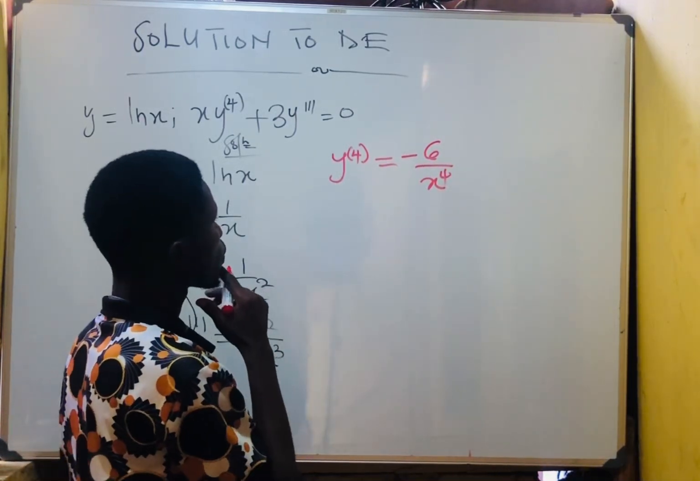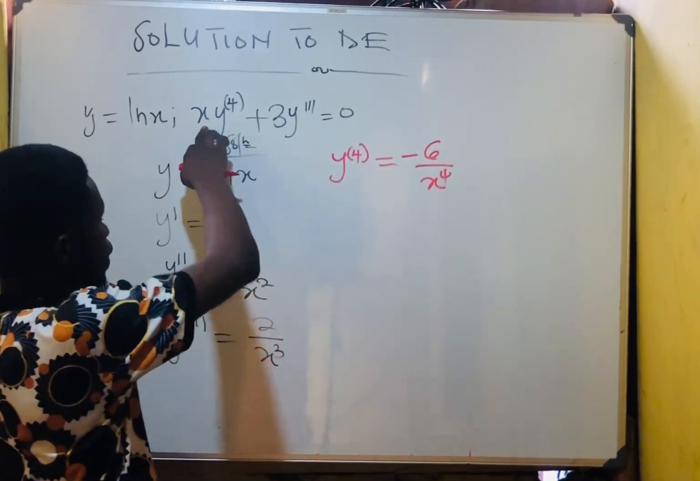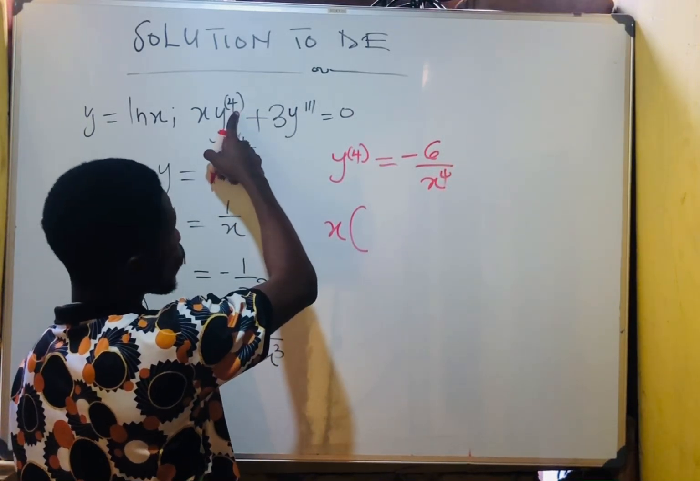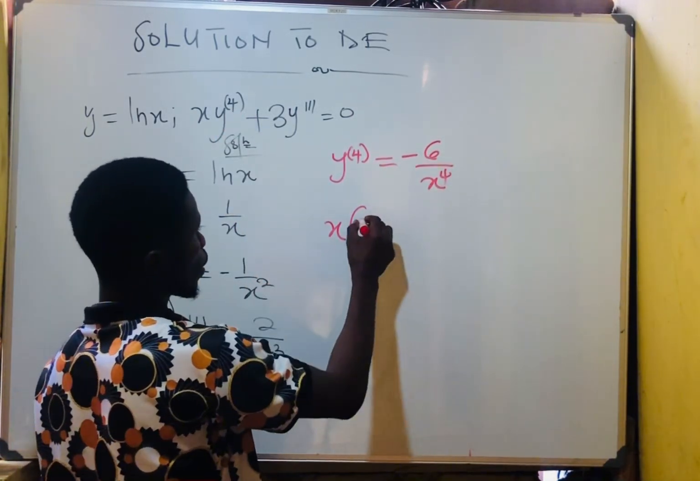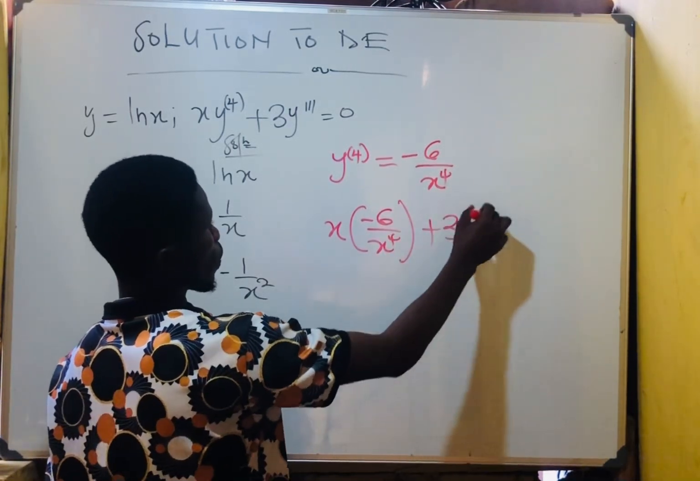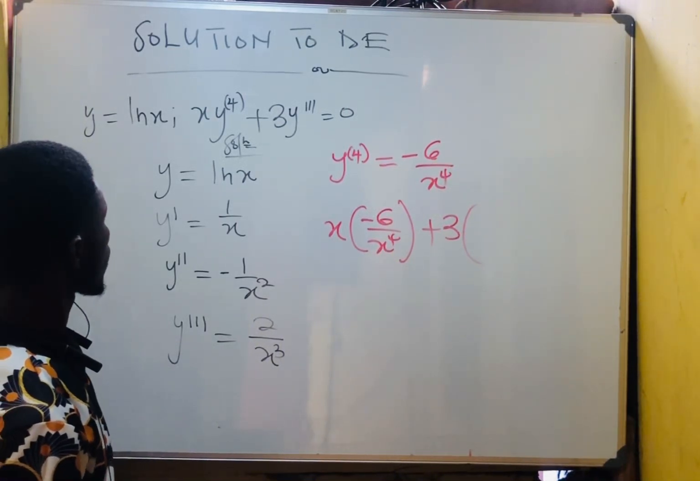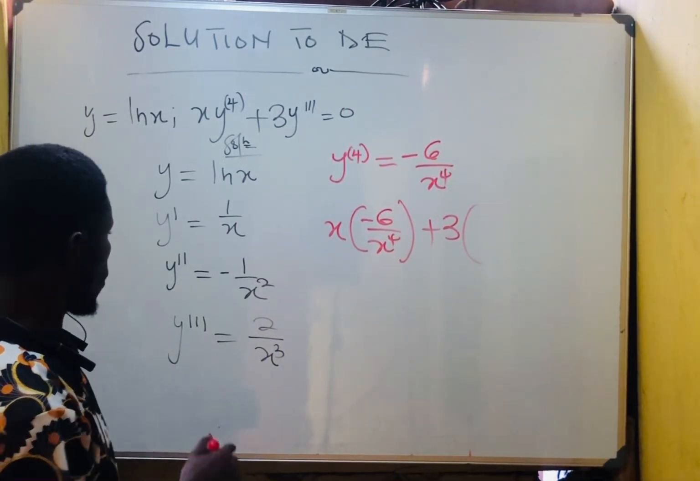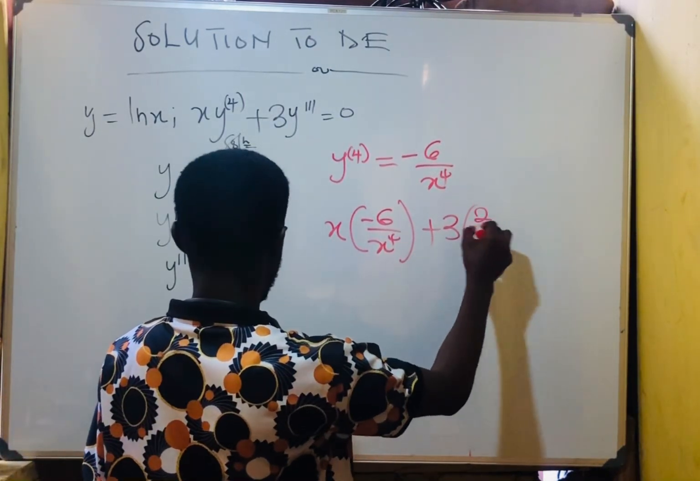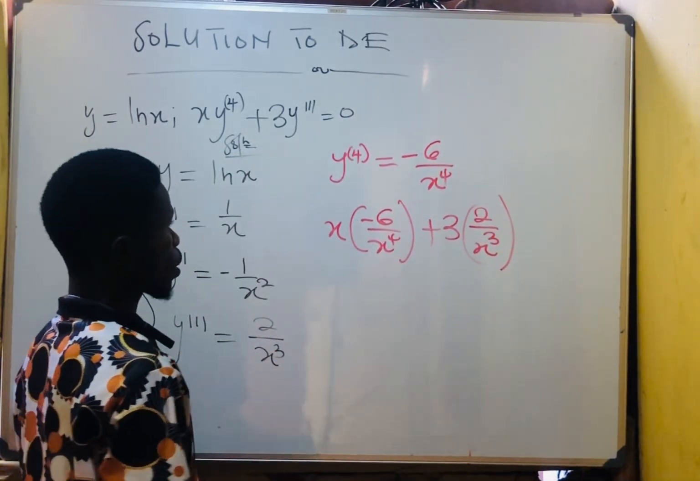Now looking at this, you want to do the substitution here, to see whether you get 0. So this is x, so I'll maintain my x, multiplying by the fourth derivative, that will be negative 6 over x power 4, plus 3 multiplied by y prime prime prime. So y prime prime prime, we have 2 here. That is 2 over x cube. Okay, so now let's look at this one.